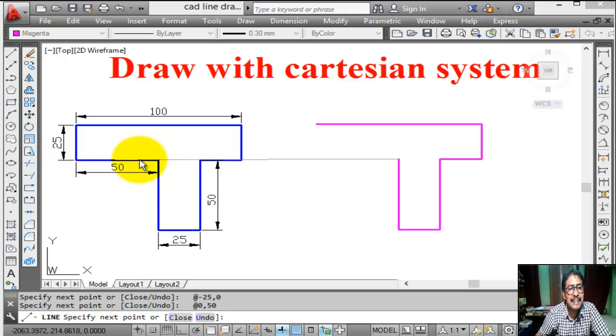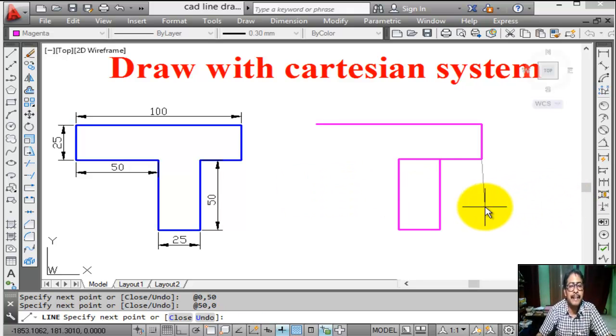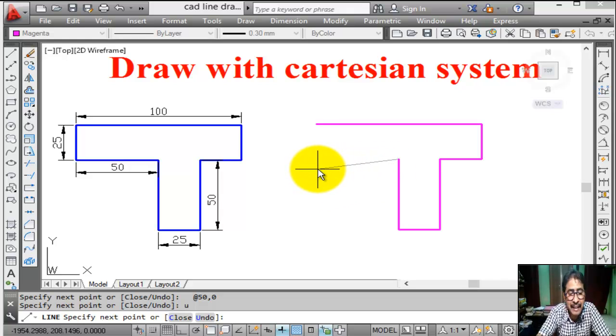Next, this is 50. Next point, coordinate @ x 50, y 0. There is a mistake. When there is any mistake, then we type U and enter. Okay.